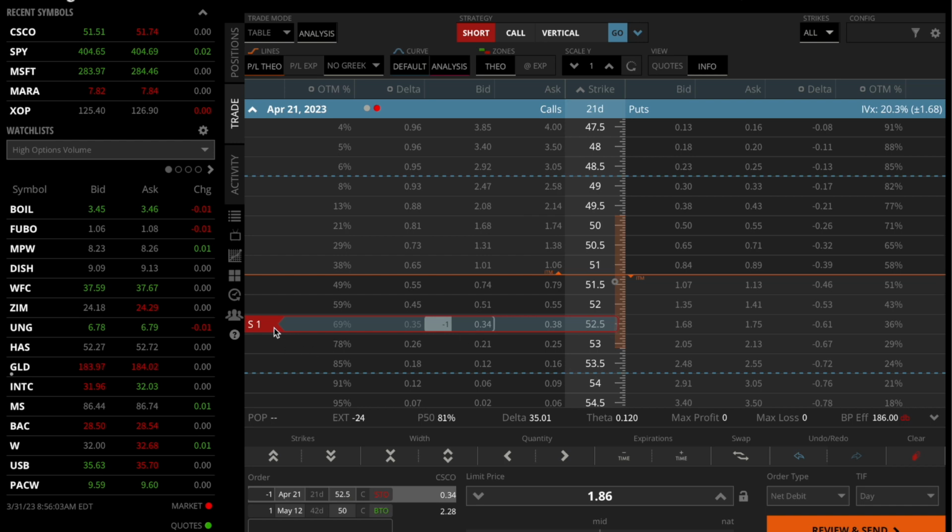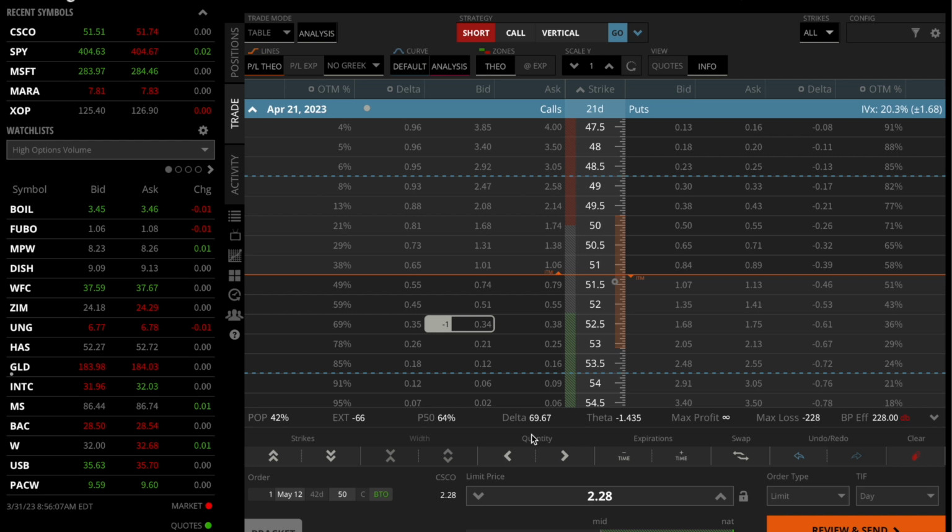Let's look at our theta and our, how do I delete the leg? Here we go. So our theta right now is negative 1.4, and our P50 is 64%, and our POP is 42%. So let's select this again. And now see our P50 jumps up almost 20%. Our theta is actually positive theta, which is interesting. So this is what we're looking to do.